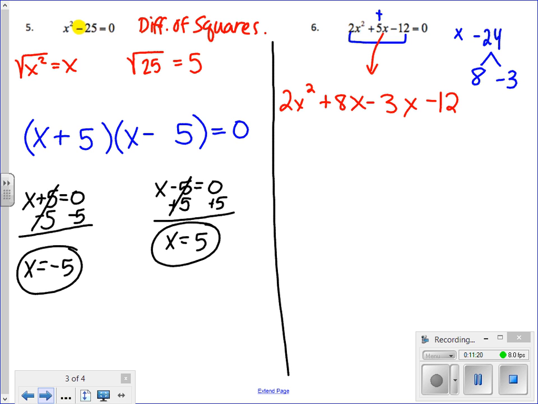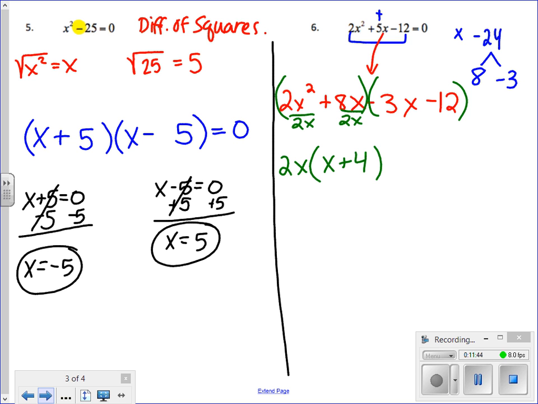Now that I have my 4 terms, I go ahead and group the first 2 together and group the last 2 together. Now I go ahead and look for my GCFs. The GCF between 2x squared and 8x is 2x. When I take 2x out of both terms, I'm left with x plus 4.